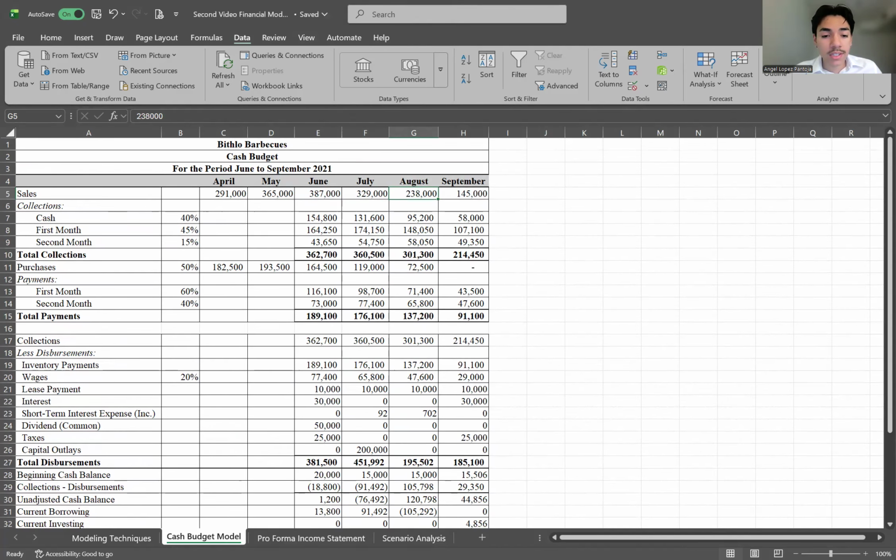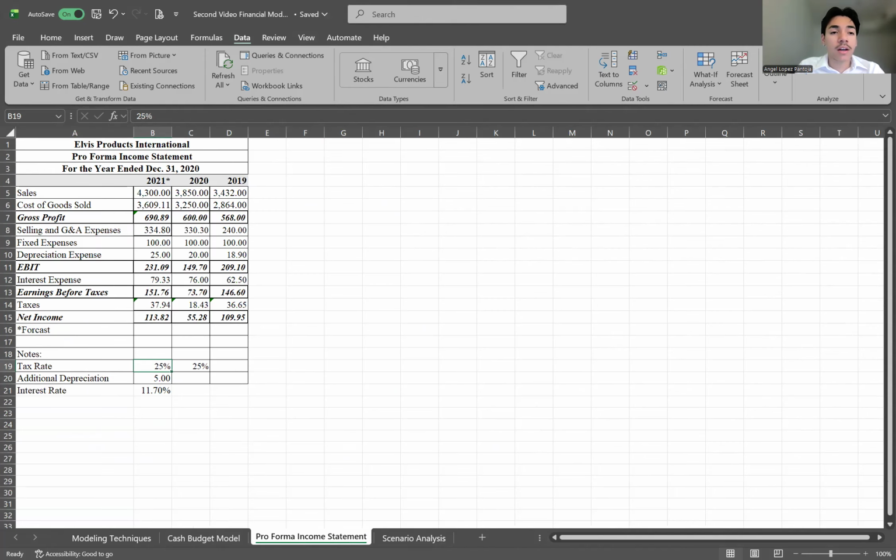Moving on to the pro forma income statement. Again, this is just forecasting, which I like to do. In this case, we're forecasting for 2021. This is something super simple, and very effective at the same time, because it is easy to forget how to properly do the pro forma income statement.